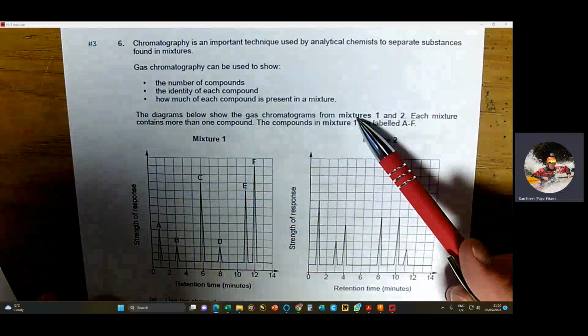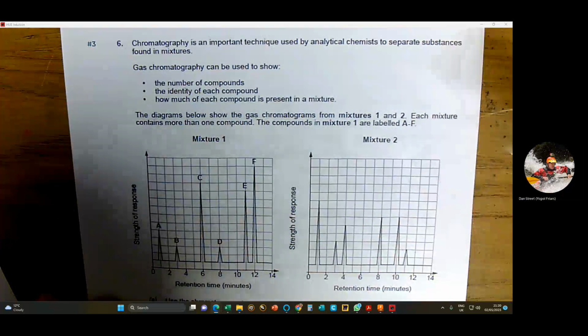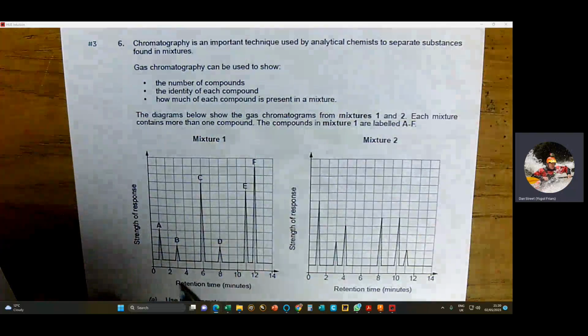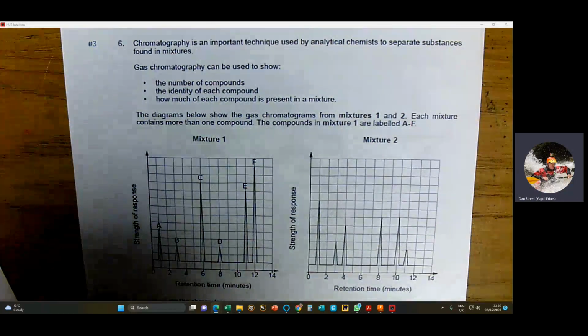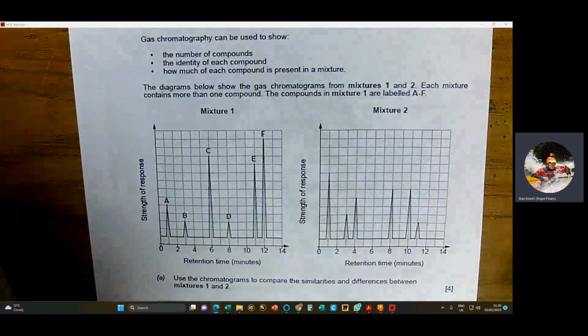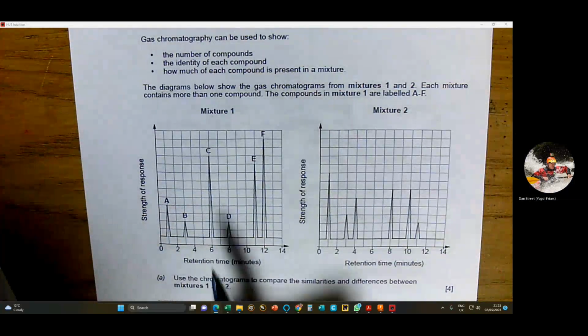The diagrams below show the gas chromatograms for mixtures 1 and 2. Each mixture contains more than one compound. The compounds in mixture 1 are labelled A to F. Okay, so we've got these two chromatograms. Across the bottom we've got retention time, which means how long each of these different chemicals stayed in the chromatography tube. So it's how long it's retained.